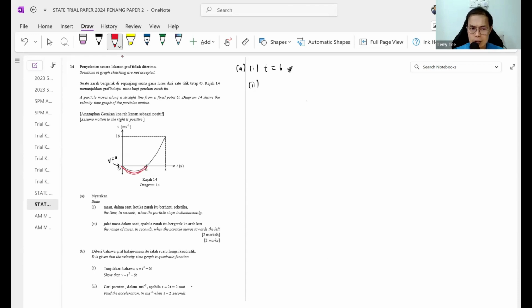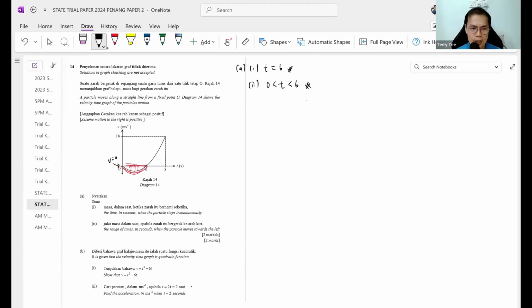Velocity is negative here, so move it up. The t value should be anywhere between 0 and 6. So that's it, we just write between 0 and 6. Between 0 and 6, the particle moves to the left. After 6, it starts to move to the right.